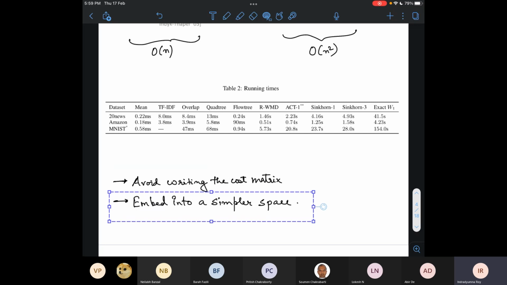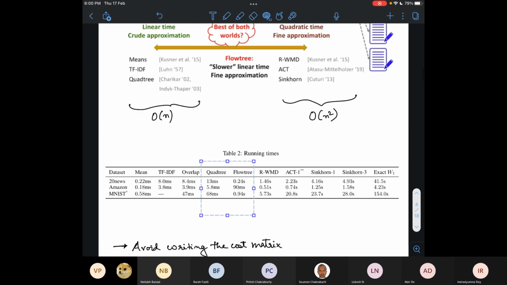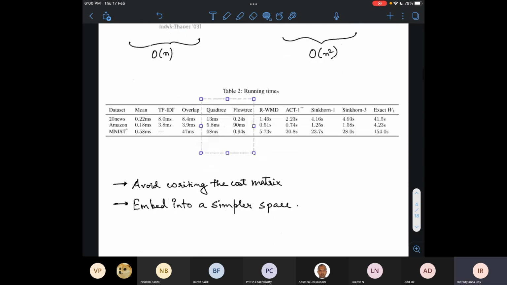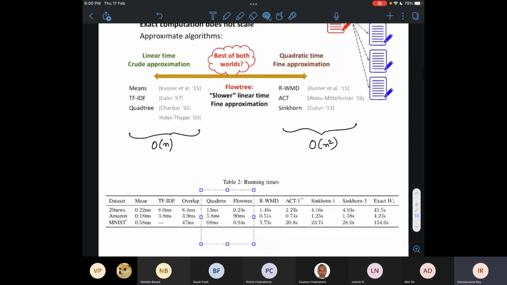If you think about it, the mean proposed by WMD basically embeds this EMD metric into the L2 metric. That's how they speed it up. And we'll see that quadtree and flow tree basically embed them into a tree metric. We'll see what a tree metric is. Embedding into the tree metric increases the efficiency by quite a bit. Any questions? Or we will move on to the construction of the quadtree next.